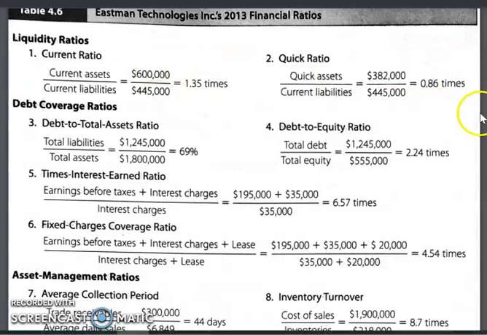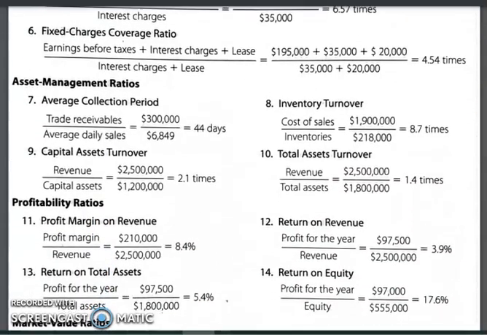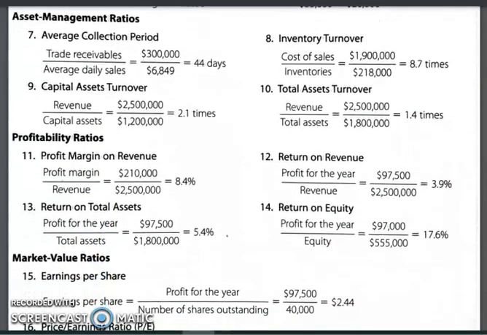As I mentioned, we are not going to look at our fixed charges coverage ratio, but we are going to look at our asset management ratio. Our asset management ratio starts on page 142 if you want to follow along in your textbook. Looking at the average collection period, what we need to do is find out our daily sales.